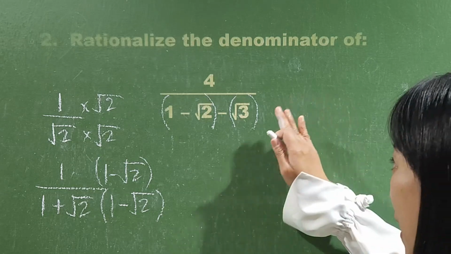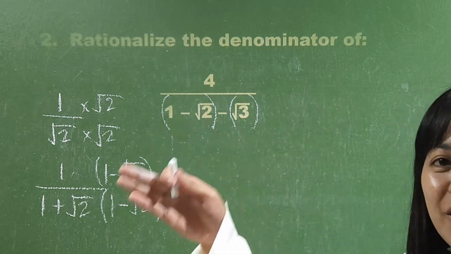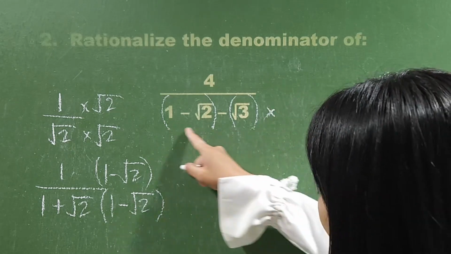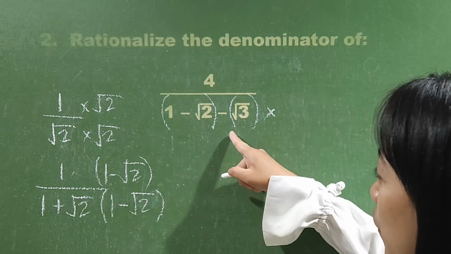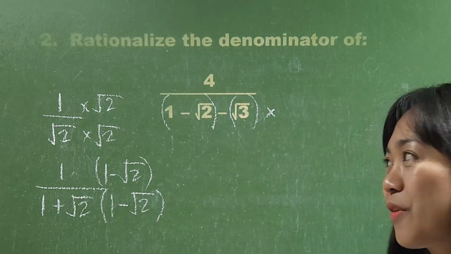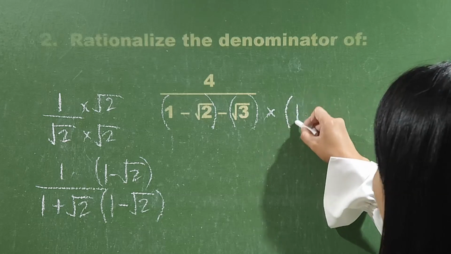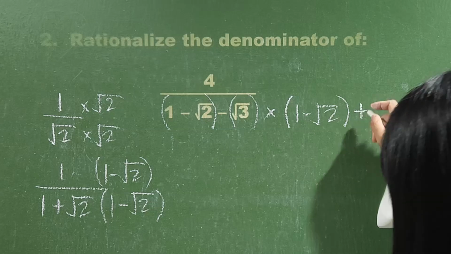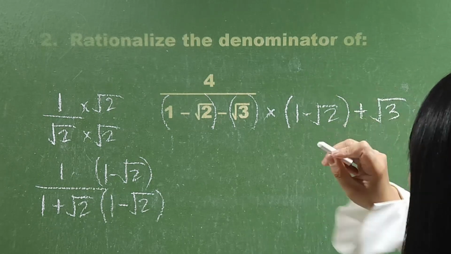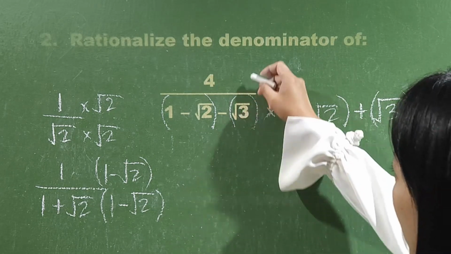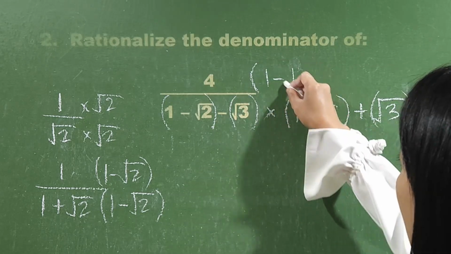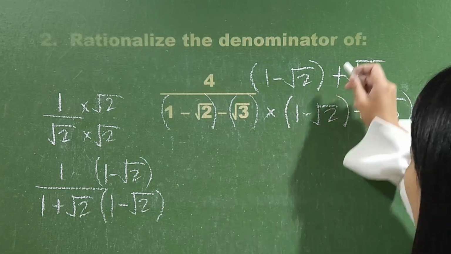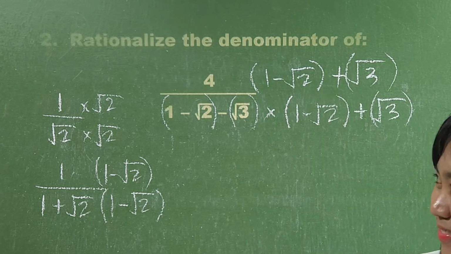Okay, and then we will make use of the difference of squares. So we will be multiplying this denominator by the same number but with a different sign. So this is times 1 minus square root of 2. This is minus, so the different sign is plus square root of 3. The numerator must also be multiplied by 1 minus square root of 2 plus square root of 3.